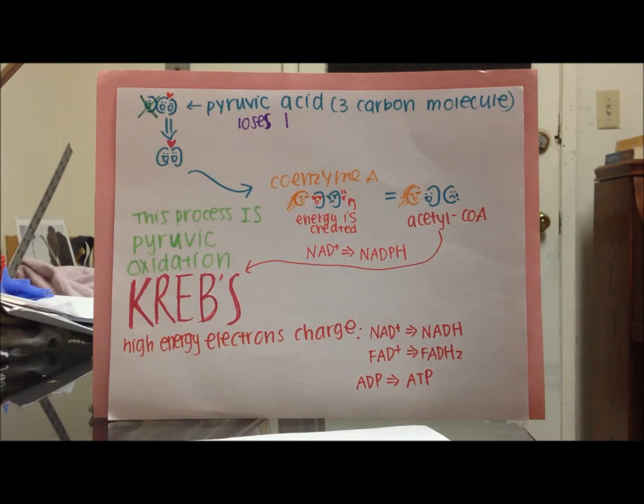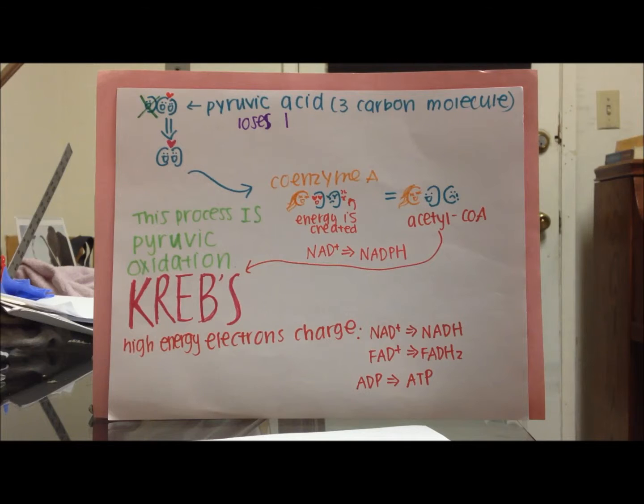Pyruvic acid then proceeds and loses 1 carbon to become CO2. The 2-carbon molecule meets with coenzyme A, which then becomes acetyl-CoA. During this process, energy is created. This process is called pyruvate oxidation. Acetyl-CoA then goes into the Krebs cycle, and it breaks down into CO2, which is the base of glucose.